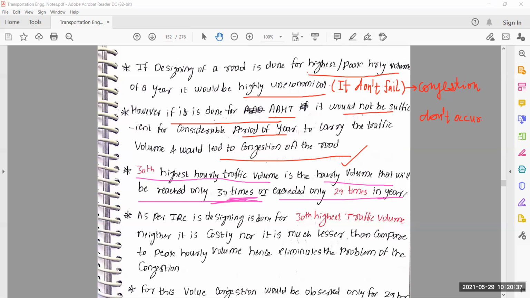So we consider the 30th highest traffic volume. Next, as per IRC, each design is done for the 30th highest traffic volume. It is neither much costlier nor much lesser when compared to the peak hourly volume. Hence it eliminates the problem of congestion.